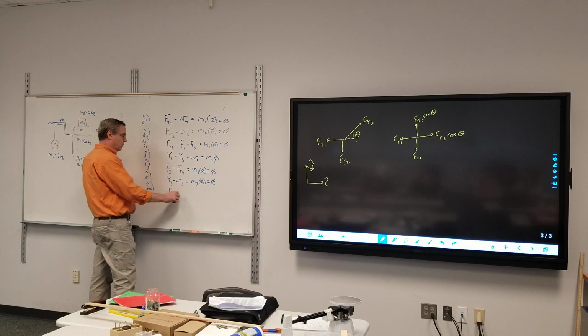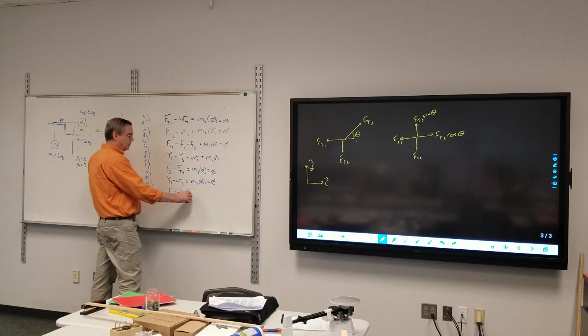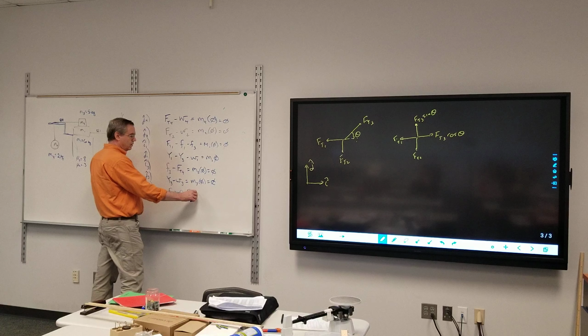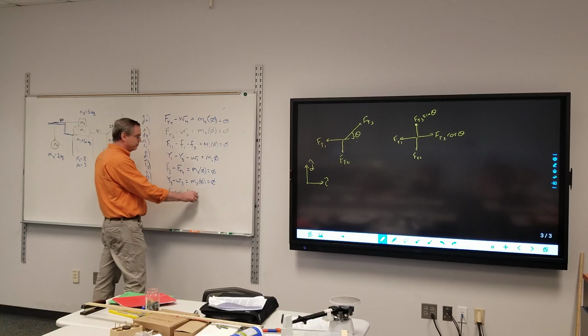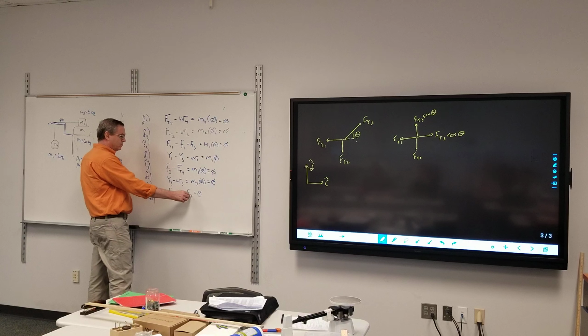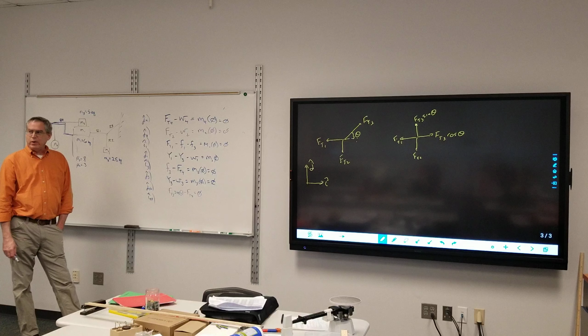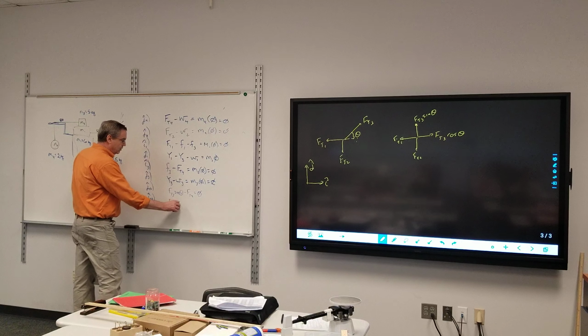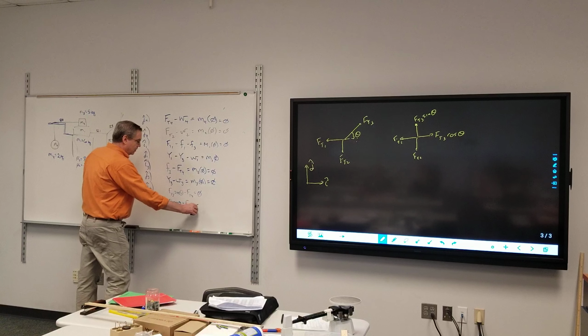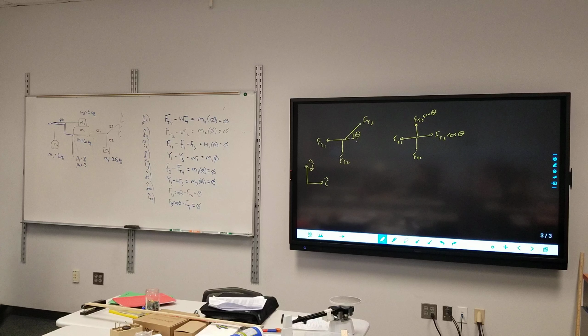FT3 sine theta minus FT2 equals, oh, there's no mass, so 0. One equation to go. Okay, so FT3 cosine theta minus FT1 equals 0. All right, so we have our equations of motion.